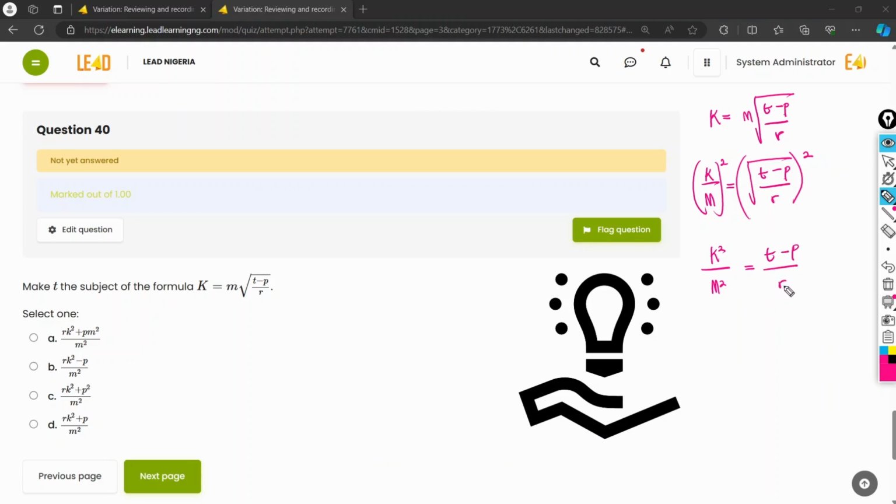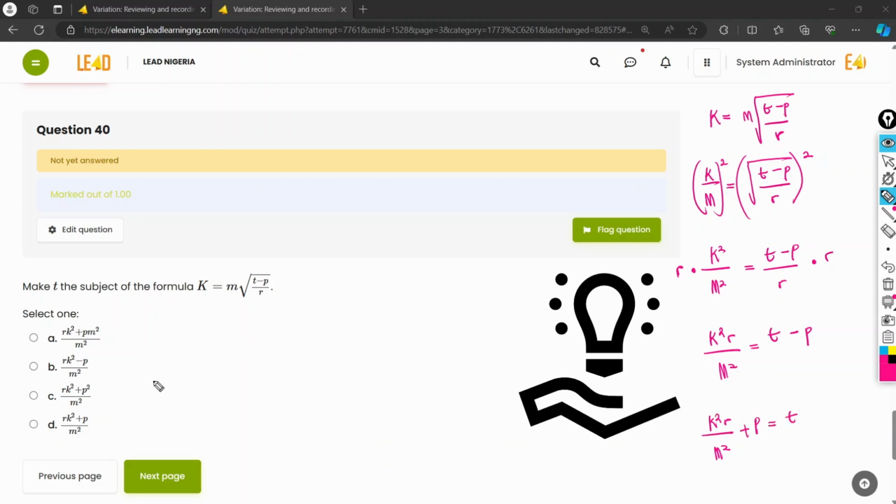Now I can multiply both sides by R, and I'll have K squared R over M squared is equal to T minus P. And the final thing to take out is P. I can just move P to the other side, or add P to both sides. So that will just be K squared R over M squared plus P is equal to T.